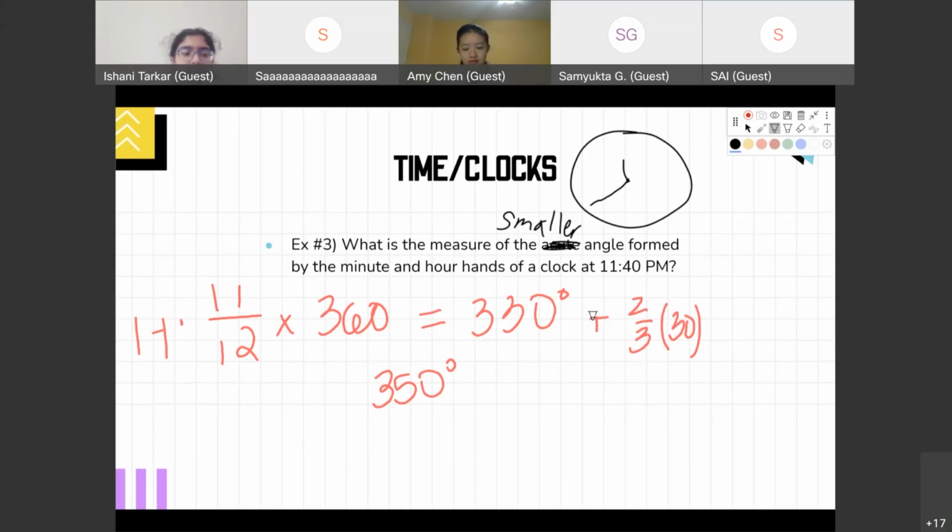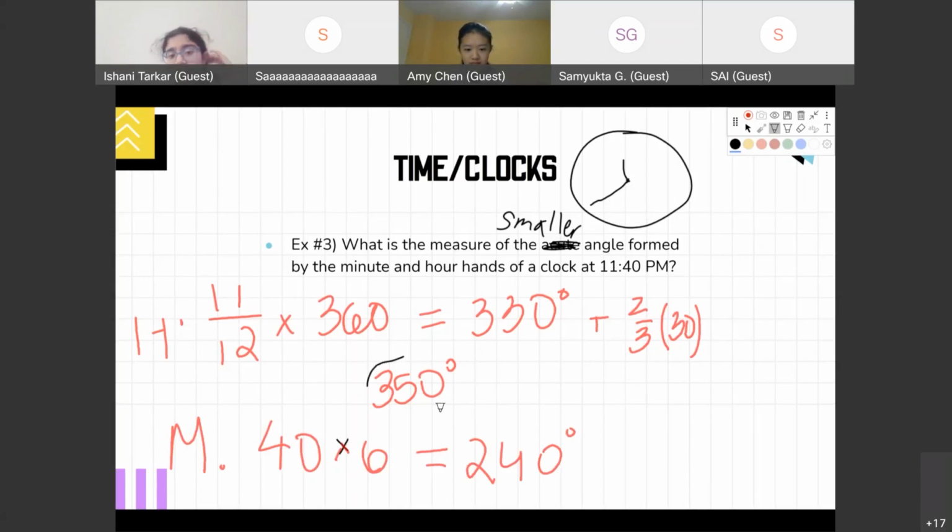And then for the minute hand, it has 360 degrees to travel in 60 minutes. So that means every minute it travels 6 degrees. So at 11:40, it will be 40 times 6, which is equal to 240 degrees. So it'll be at 240 degrees exactly, right?